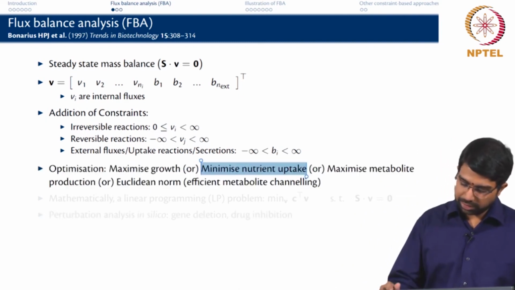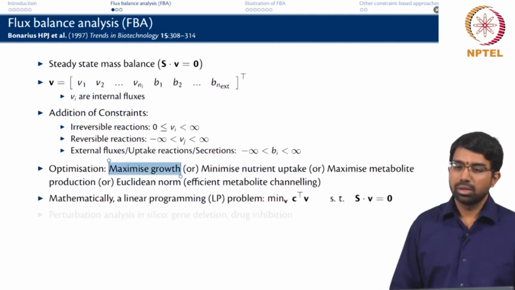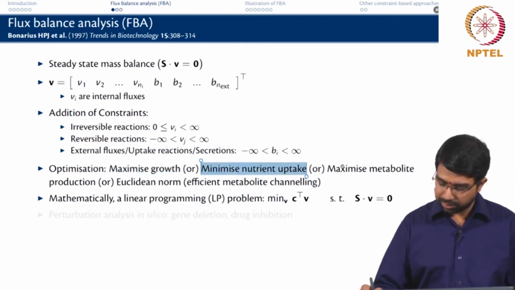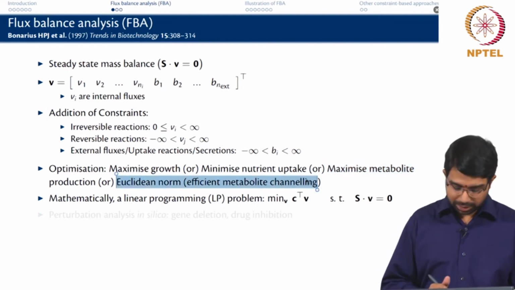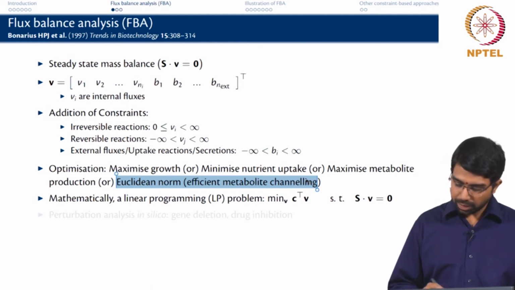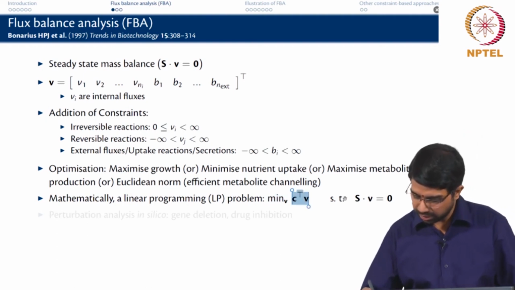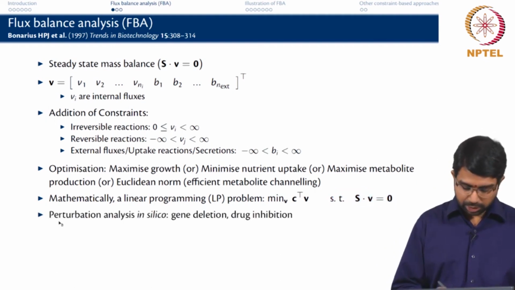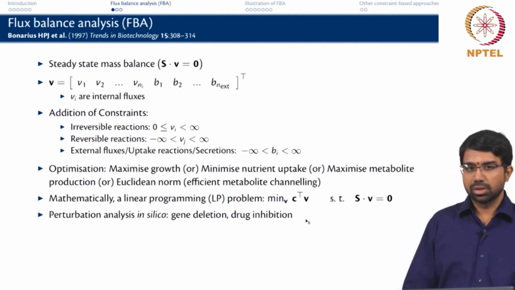So, it turns out that maximizing growth is a very useful objective function. You can have different objective functions like minimize nutrient uptake or maximize metabolite production or efficient metabolite channeling and so on. We will look at these a little later, but you basically minimize or maximize some linear combination of the fluxes subject to your stoichiometric mass balance constraints, right. And you can also do perturbation analysis, you can do in silico gene deletion, drug inhibition, and so on and so forth. We will see what these are in a later class.